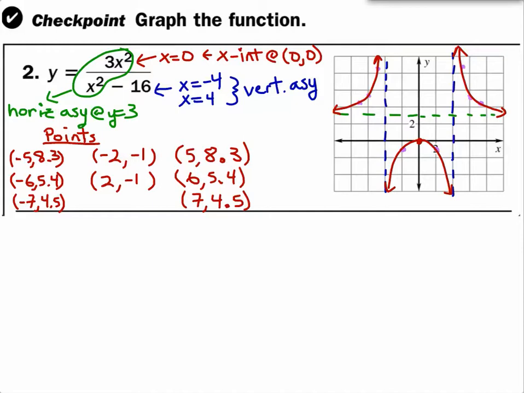I put in that x-intercept right there at 0, 0. And then I started looking for points. First, some points to the left of the first vertical asymptote, and then some points in between the two vertical asymptotes, and then some points to the right of the second vertical asymptote. So just a few points in each clump, drew the curve, boom, boom, boom, arrows on each little end piece. You've got yourself the graph.